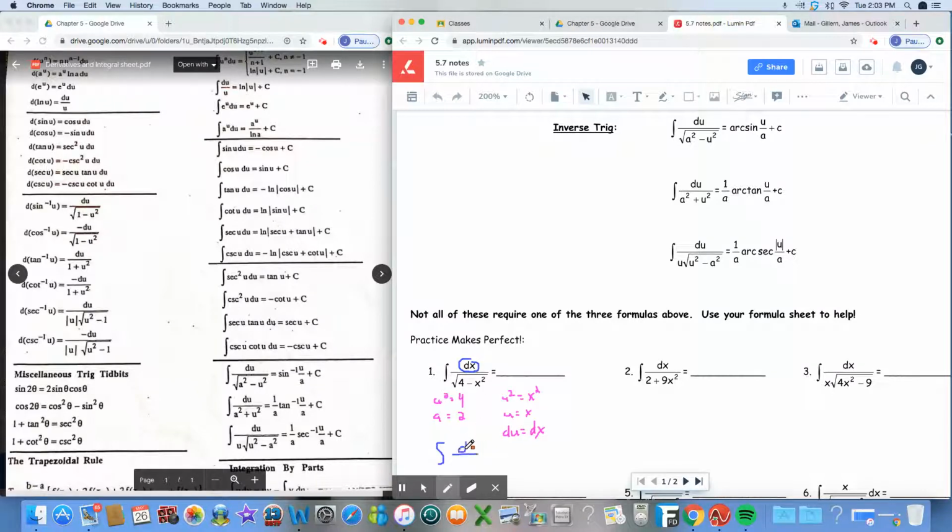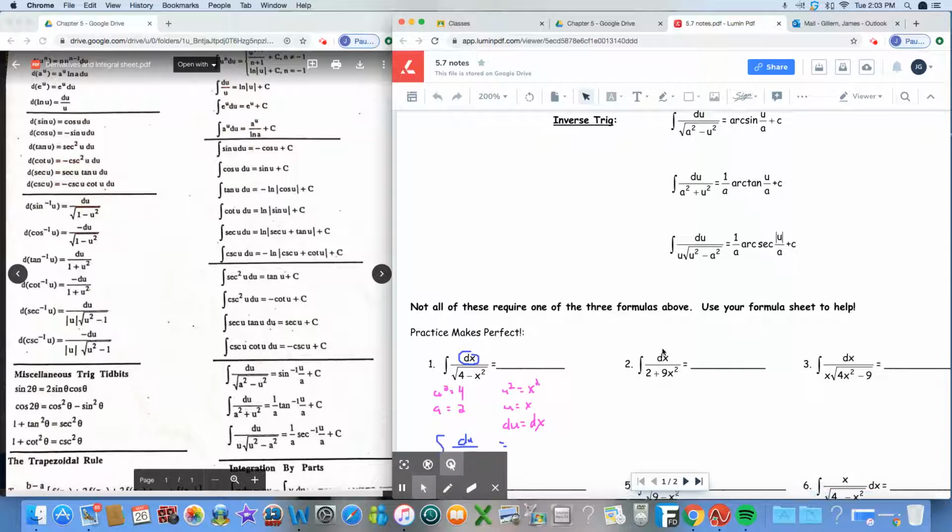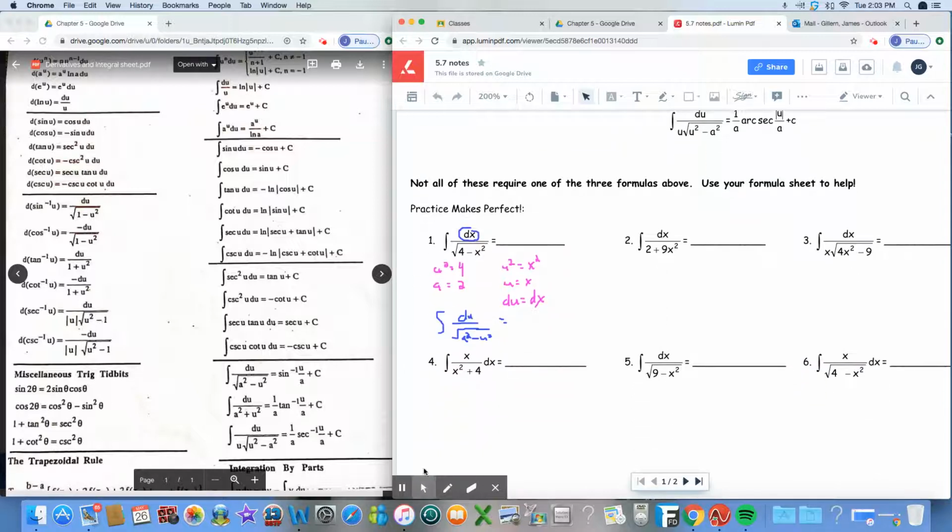So I put a du over the square root of, well, what's 4? Isn't that just my a squared? So I've now got a squared minus u squared, because that's what x squared is. That's my u squared. So I can rewrite it as that. And my formula says whenever I have du over the square root of a squared minus u squared, I can just look on the formula sheet, and notice it is right over here. That's this one right here.